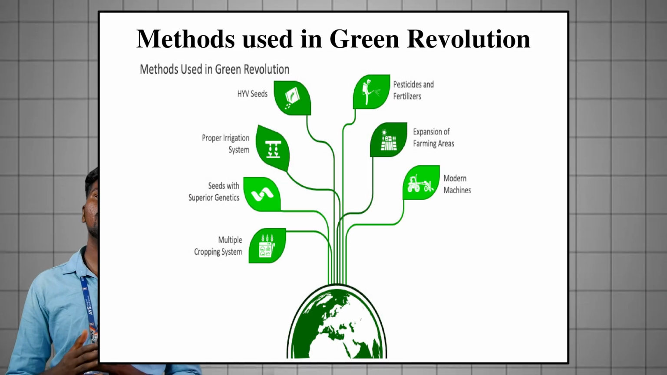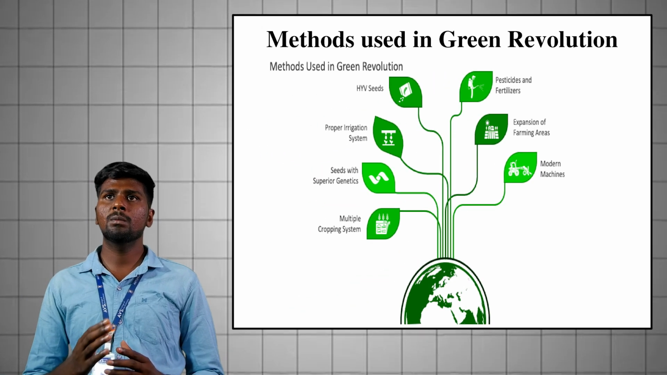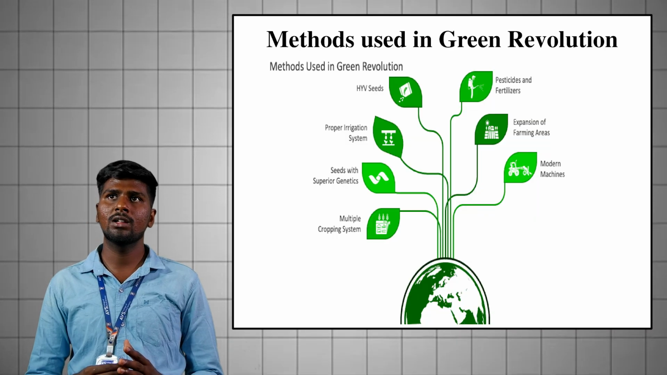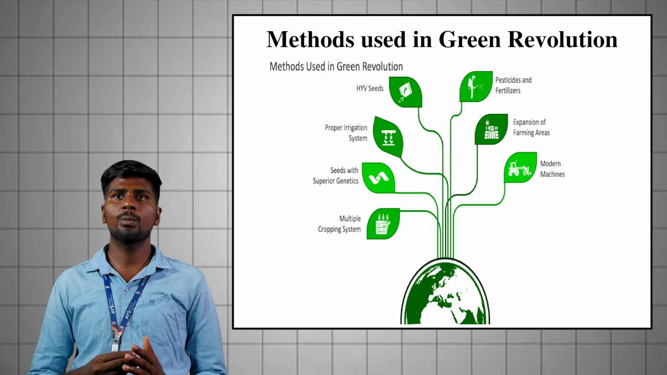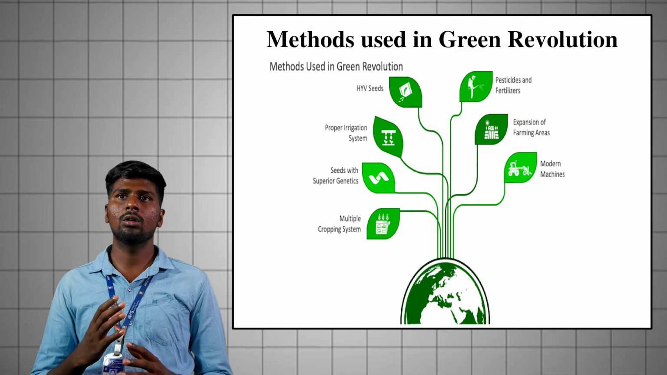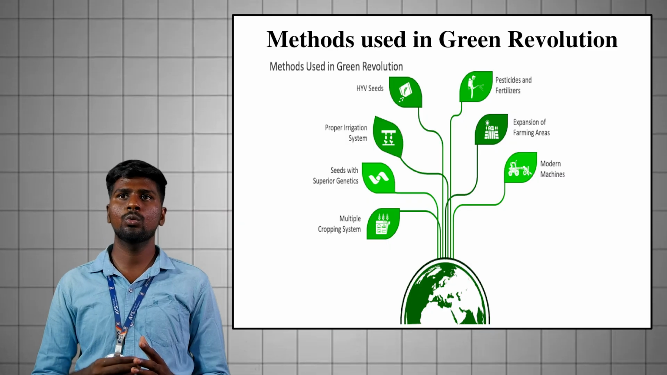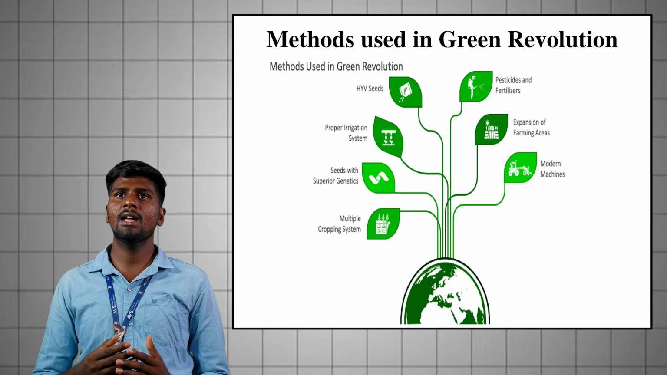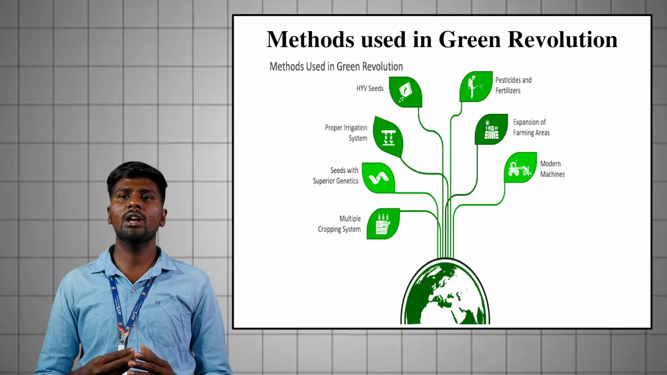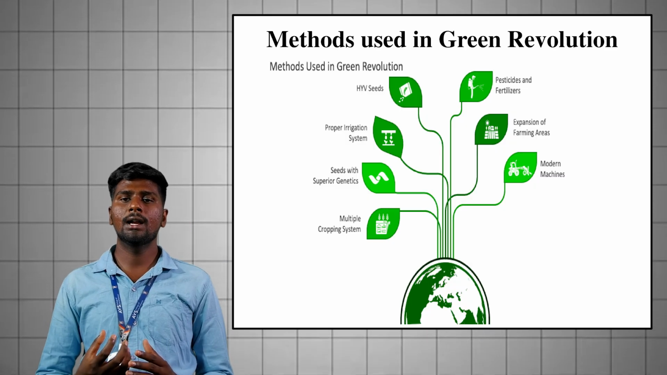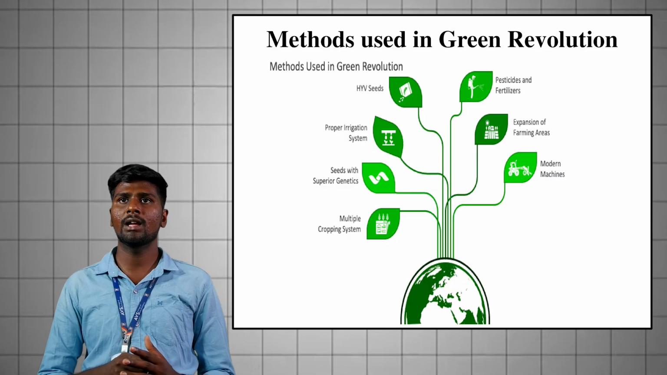Next, what are the methods used in the green revolution? First, we will look at the methods used to implement the technology for the green revolution. First, the multiple cropping system: cultivating two or more crops on the same land. Next, seeds with superior genetics. To address food hunger and achieve food sufficiency, we need seeds of superior varieties that are genetically modified.